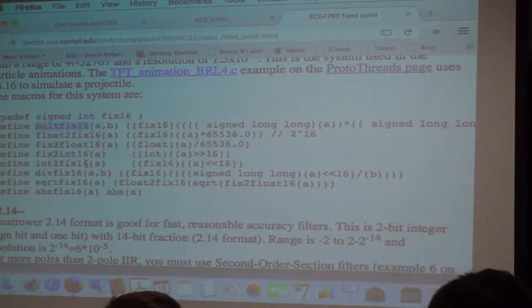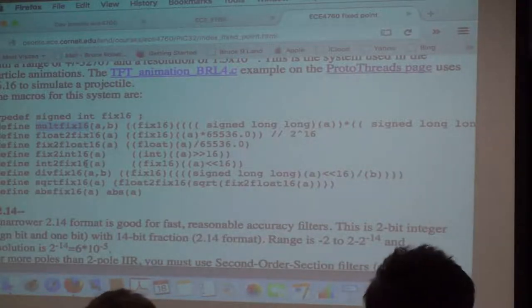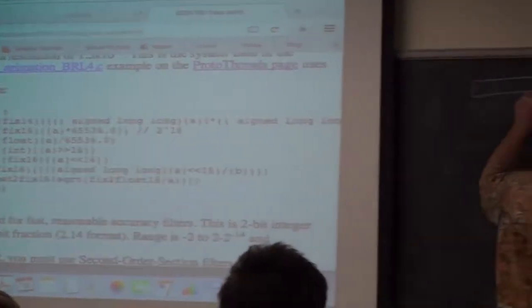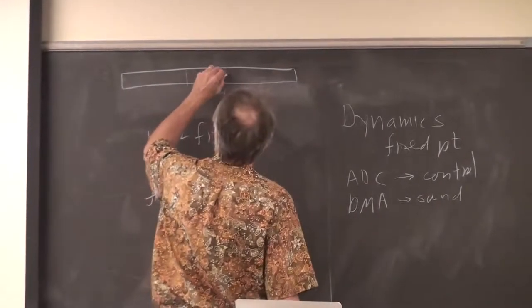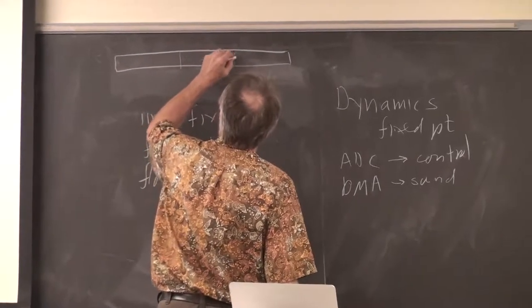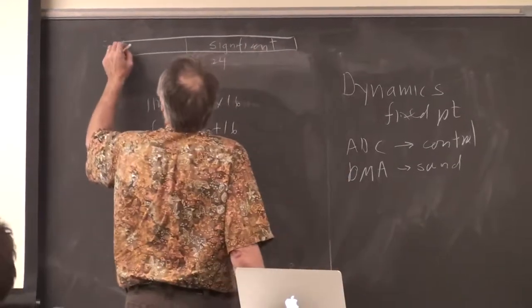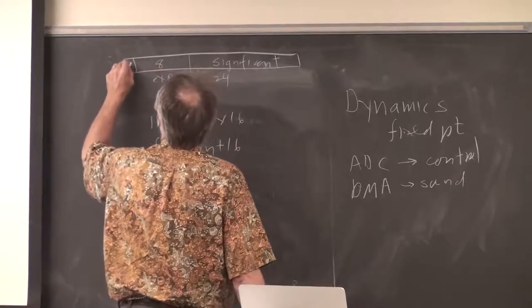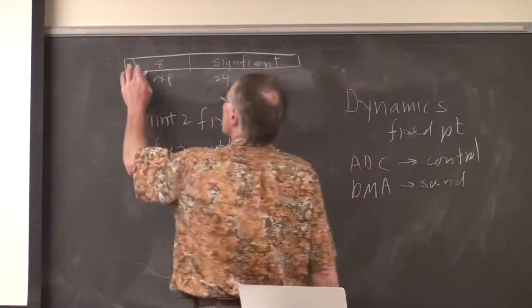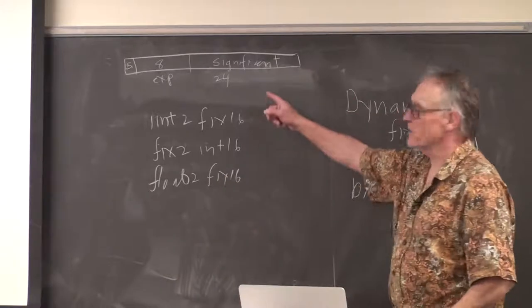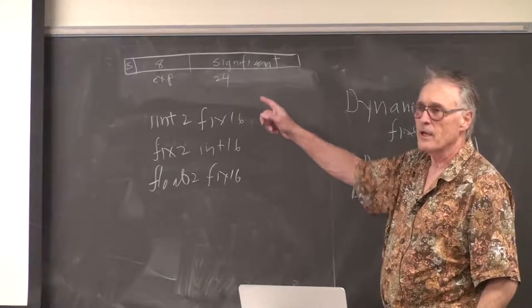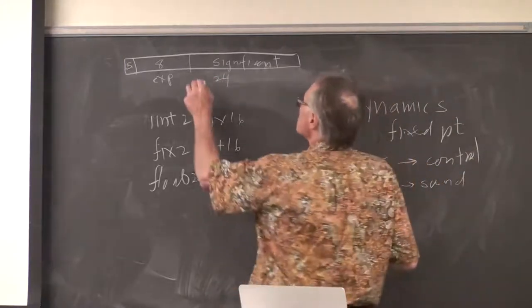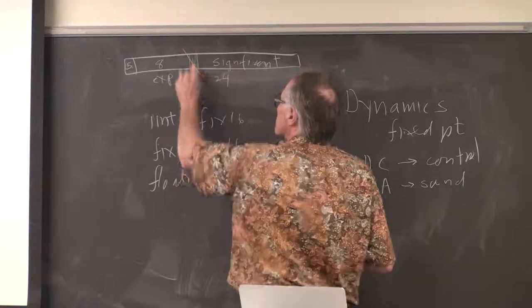Do you know how floating point works, actually? You know IEEE? Do you know what the format for IEEE floating point is? Oh my gosh. It is a 24-bit significand, 8-bit exponent and 1-bit sign bit. And you say, wait a minute, that's 33 bits. How does it fit into a 32-bit word? And the trick is, in IEEE floating point, you always make the high order bit of the significand 1, and therefore you don't store it.